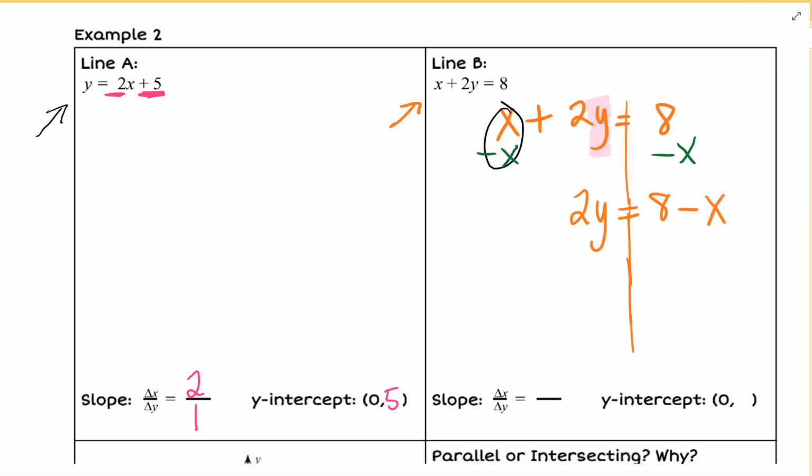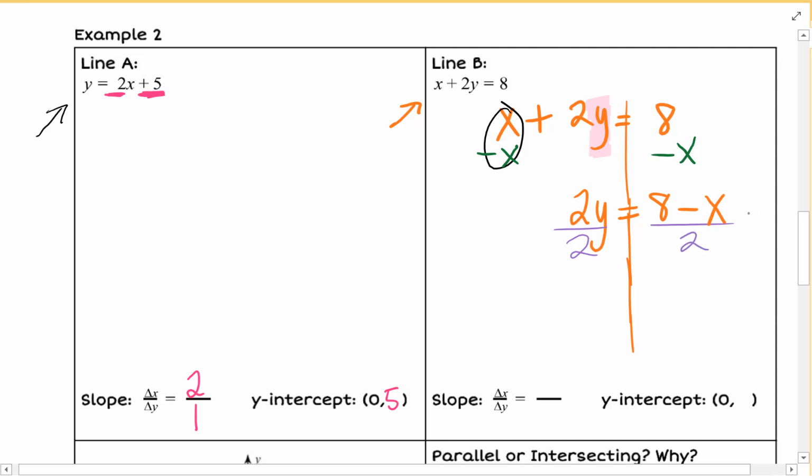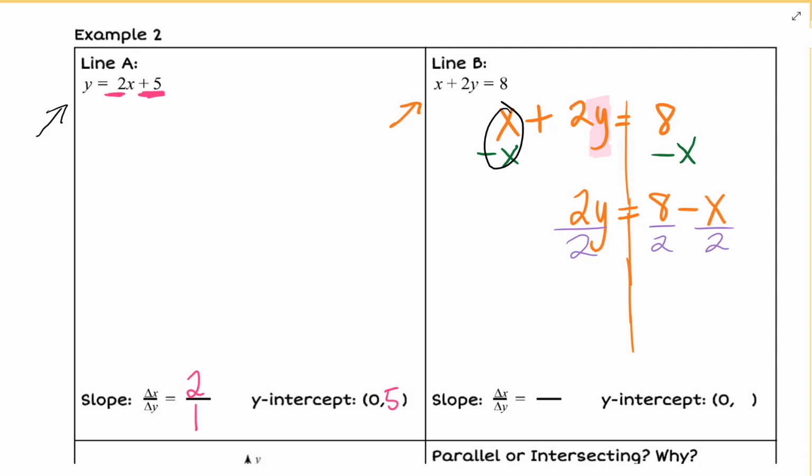2 is being multiplied by y, so we'll use the inverse operation of multiplication, which is division. Divide this side by 2, divide this side by 2. When you divide an entire side by 2, you can separate it and write it as this over 2 and that over 2 when it comes to division.